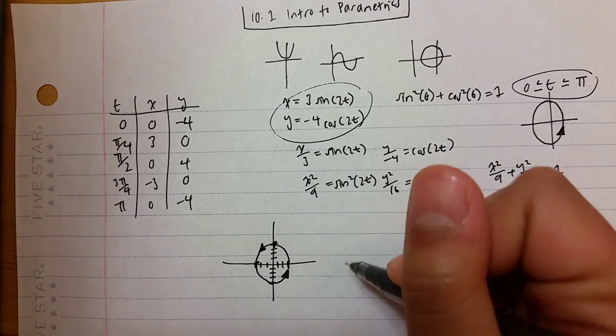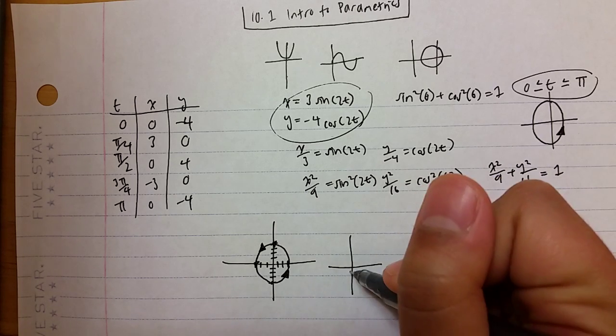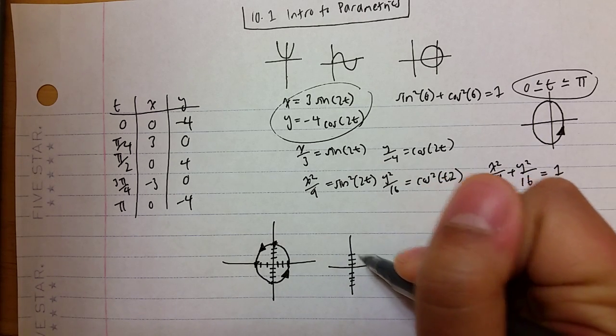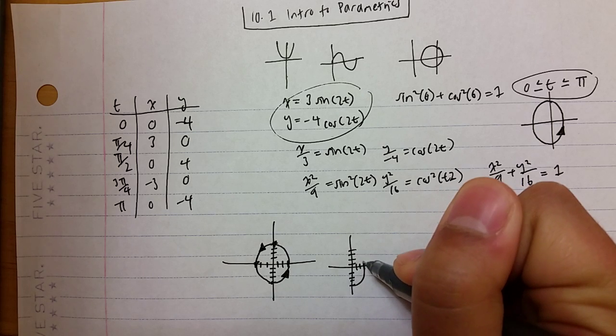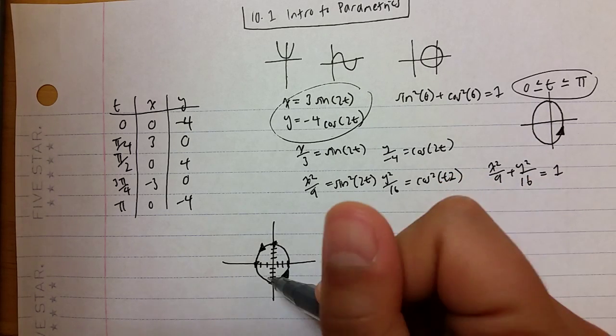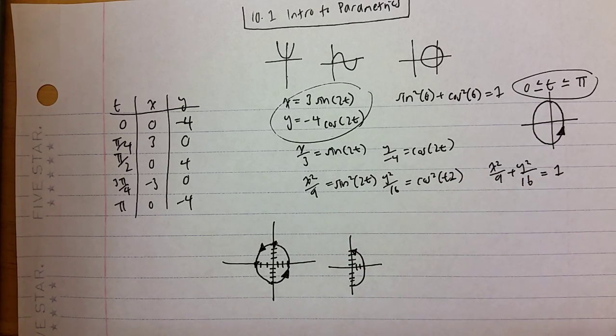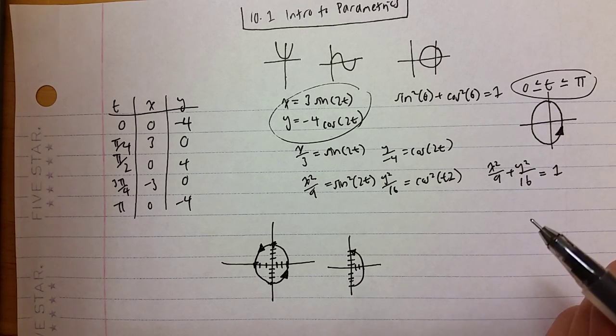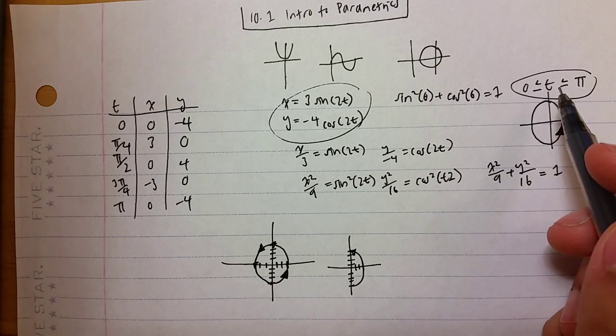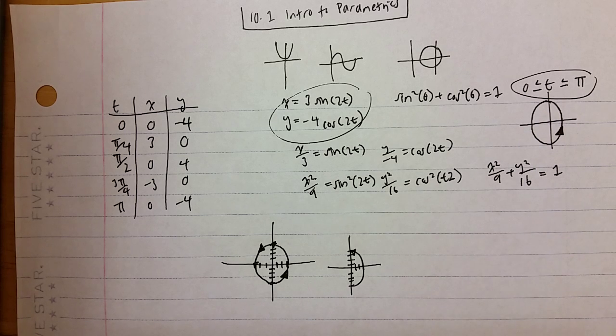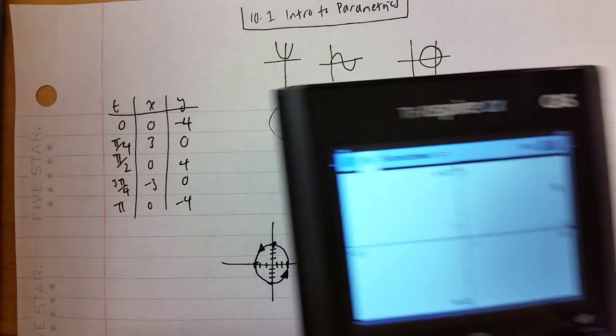But sometimes you'll have a range where, maybe if it was from 0 to pi over 2, you would only trace out half of it. Or if it's 0 to 2 pi, it'd still be the same graph, just twice. And of course, sometimes you won't have this range, and you'll just have to graph it by plugging in nice values and trying to get all of it.